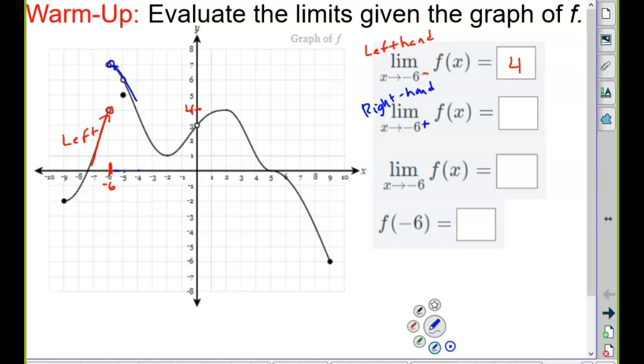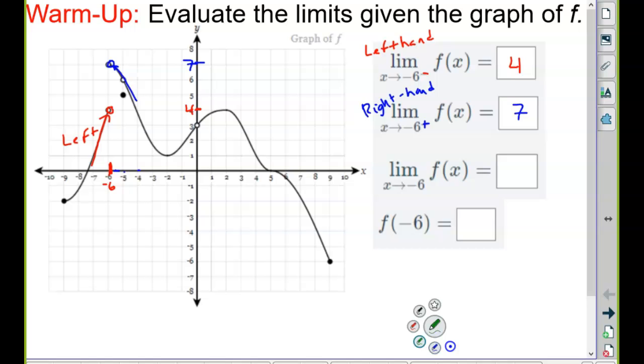And again, it's not what's happening at the point. It's what numbers we are approaching as we get closer and closer to -6 from the right. So think of numbers like -5.9, -5.999. All of those would have outputs that are close to 7.